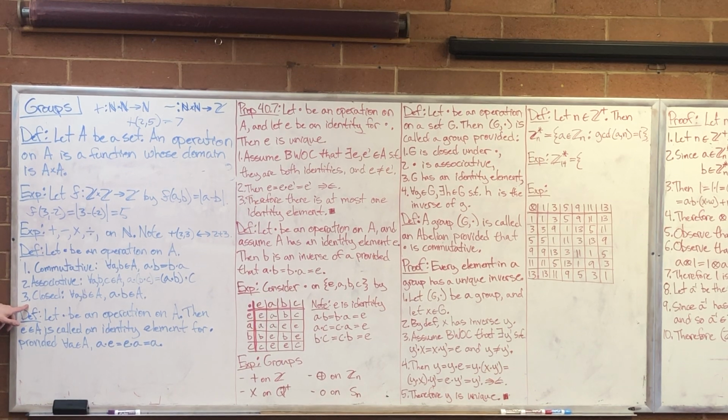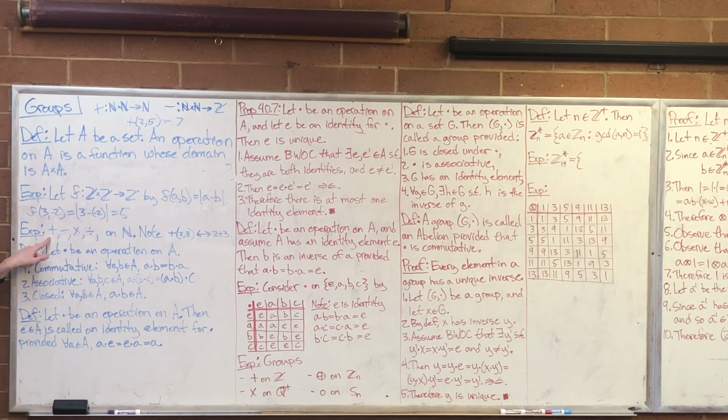And then here's one that might be new. I don't know if we talked about this before or not. We say the operation is closed if for any two elements in A you pick, A dot B is also in A. That means the operation is closed.